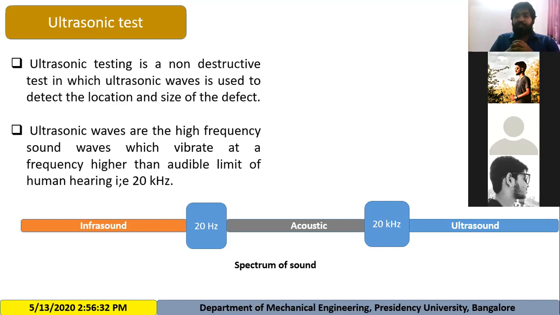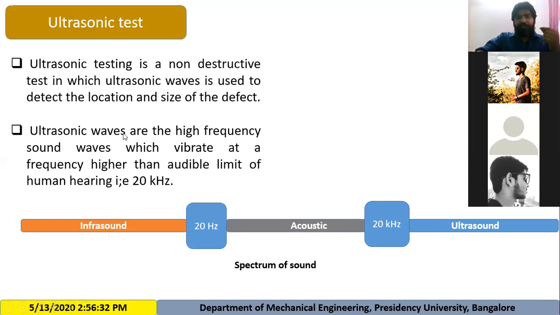But what about those defects which are present inside the material? In order to detect that type of flaw or crack, we can use the ultrasonic test. Using this type of testing, you can detect the location where the crack is inside the material, and also the size of the defect, that is, the size of that particular crack. Both you can predict using this ultrasonic test.